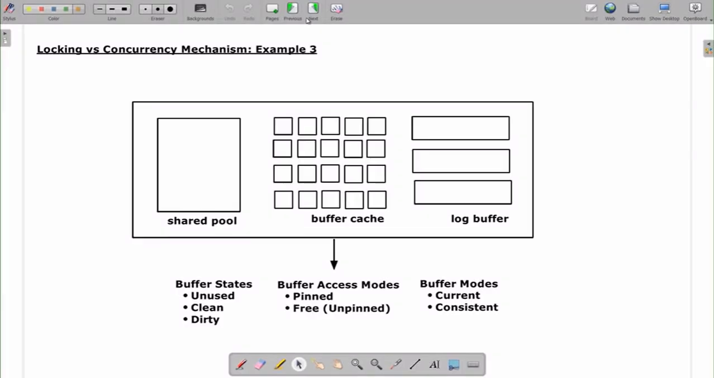In the clustered environment, we will also have to use the same or similar buffer state, buffer access mode, and buffer mode to be able to manage a consistent image of the cluster by controlling concurrency. So that is one thing we have to understand. Just like a single instance database, we have to have a way to control access to the shared resources.